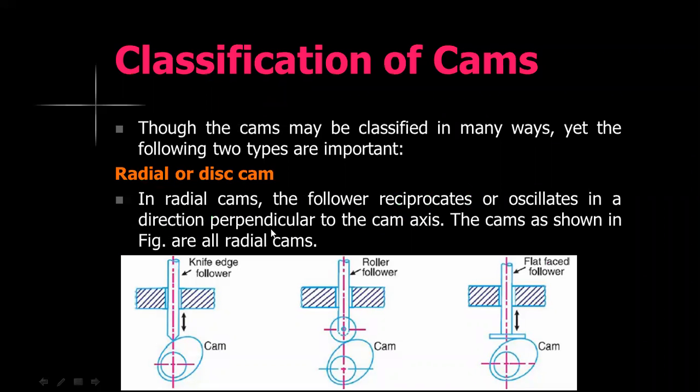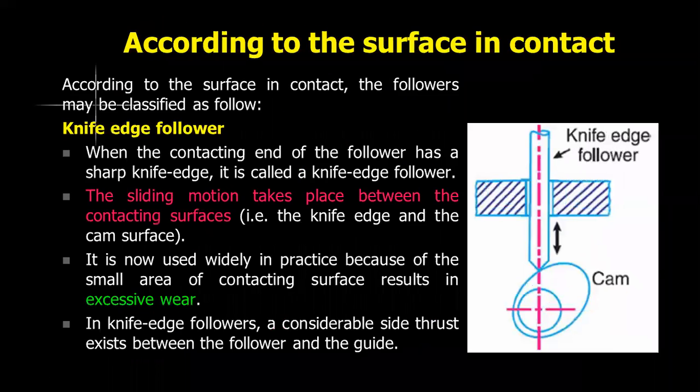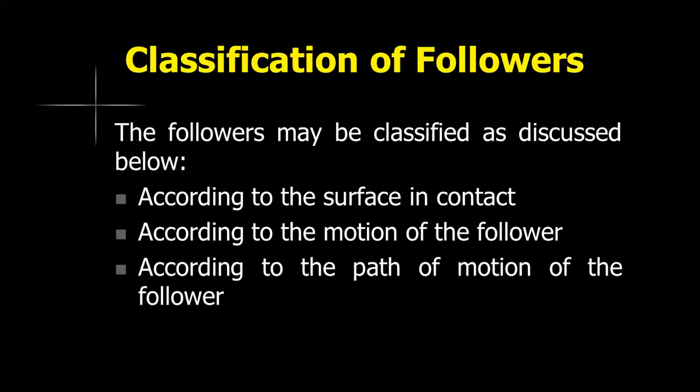Okay, so we have completed the classification of followers. There are three classifications. The first one is according to the surface in contact. Under this category, we saw four types of followers: knife edge follower, roller follower, flat faced follower, and spherical follower.